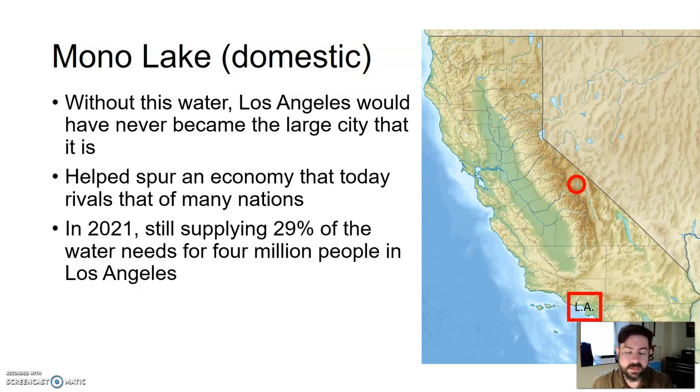This year, in 2021, Mono Lake is still supplying 29% of the water that is needed for the 4 million people that live in Los Angeles proper. Again, if you're pumping water that far away, maybe you shouldn't be a city. But this is not the only issue around the world, and this is one example. This focuses on the domestic. This is needed for the people domestically.